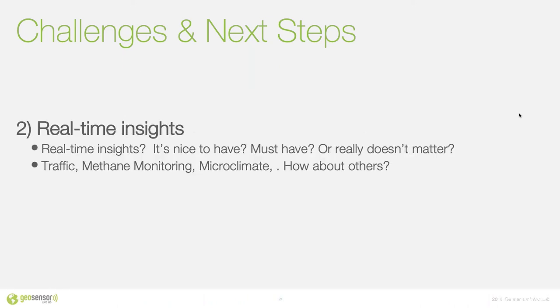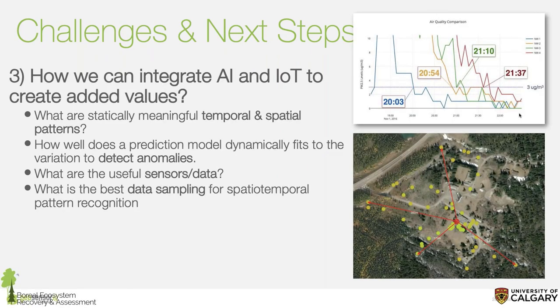The second challenge is, are real-time insights necessary? How can we extract them from the data? Is it possible to extract them, or how can we improve their accuracy? For example, in the case of deep learning as a sensor, how can we improve the accuracy of our model, and how can we improve the efficiency of our computations for traffic monitoring, methane monitoring, or microclimate? And also, what about the other applications that we can incorporate into the previous ones?